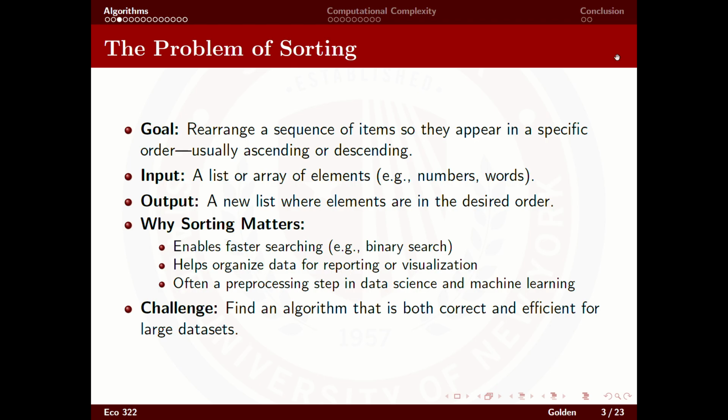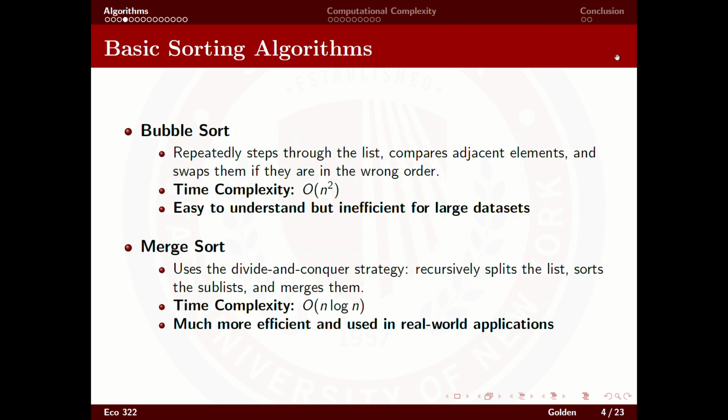So the problem is sorting. Rearrange a sequence of items so they appear in a specific order, usually ascending or descending. So you start with a list of array elements, and then you output a new list where the elements are sorted. It enables faster searching, helps organize data, and often is a pre-processing step in data science and machine learning. So here is bubble sort.